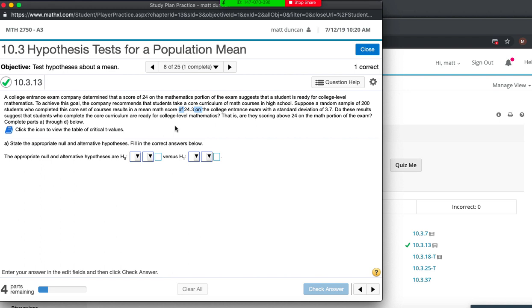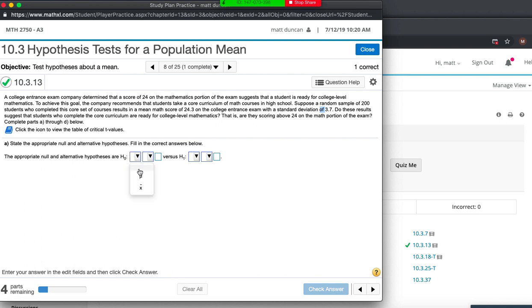I think we'd probably know that it's not going to be. 24.3 is not far from 24, especially with a standard deviation of 3.7. So I expect a p-value that's higher than 0.05 here. But let's go through it.